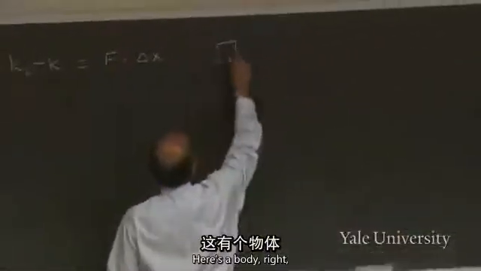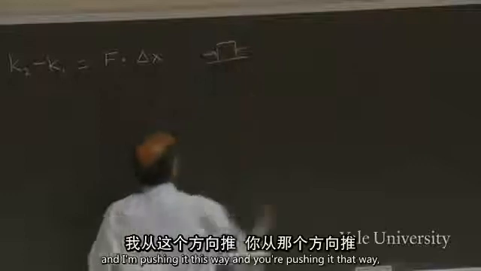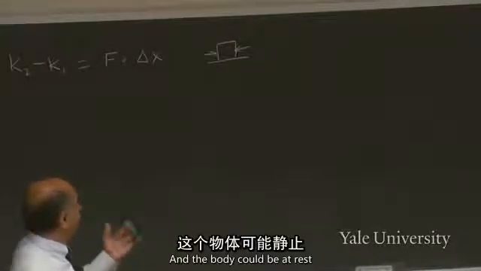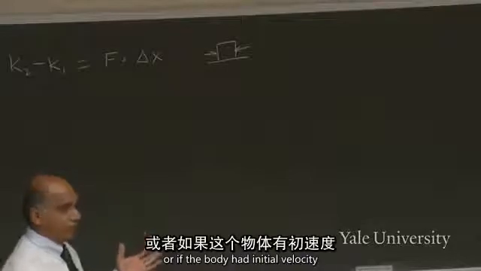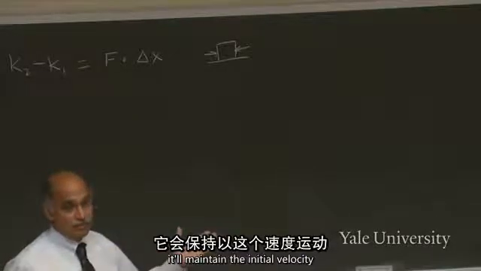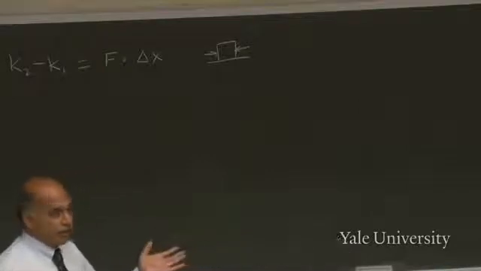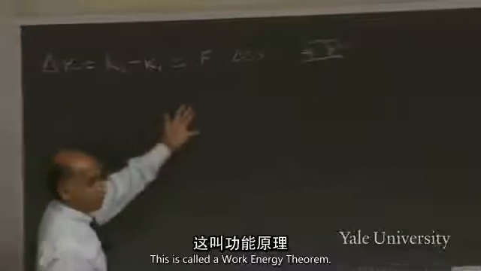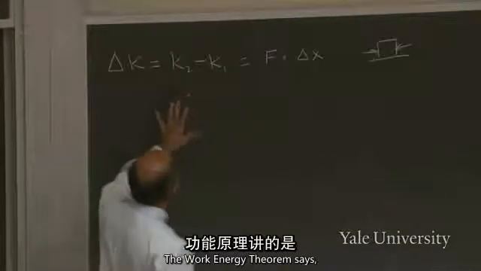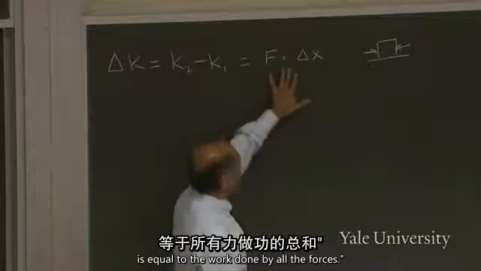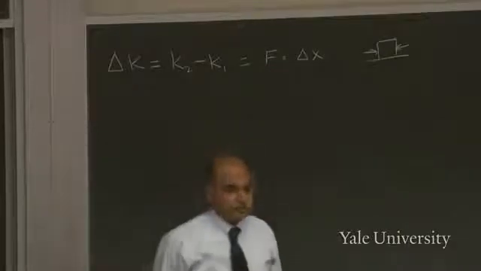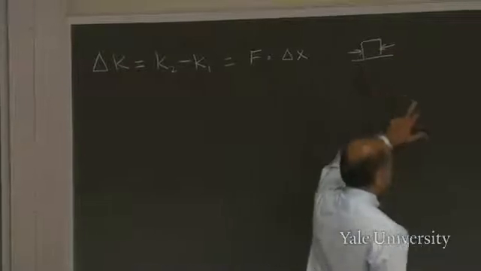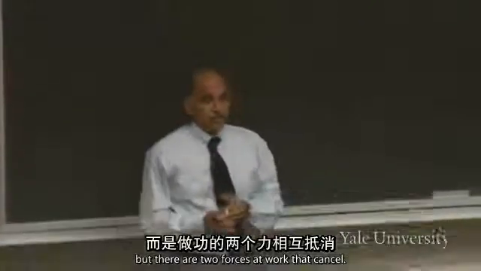So here's a body, right? And I'm pushing it this way, and you're pushing it that way. Let's say with equal force. And the body could be at rest, or if the body had an initial velocity, it'll maintain the initial velocity, because velocity is for free. Then you can ask, what does this theorem say? This is called the work energy theorem. The work energy theorem says the change in energy is equal to the work done by all the forces. In this case, there is no change in energy, but there are two forces at work that cancel.